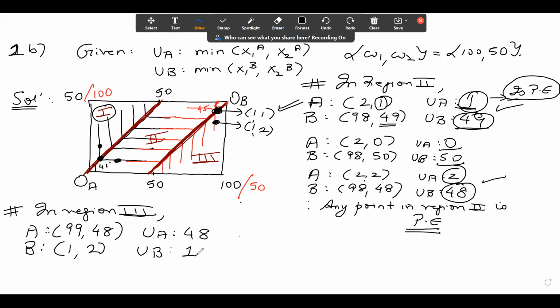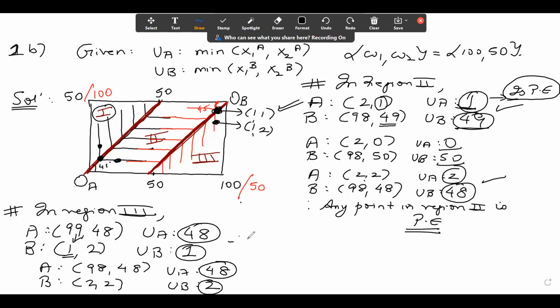Try to make one of them better off. If I have to make B better off, B needs 1 unit here. Suppose A gives that 1 unit to B. So A will now have 98, 48. B will now have 2, 2. Utility which A gets is 48. Utility which B gets is 2. Compare both. B has become better off without making A worse off. Not a Pareto efficient allocation. So I can generalize and say that any point in region 3 is not Pareto efficient.